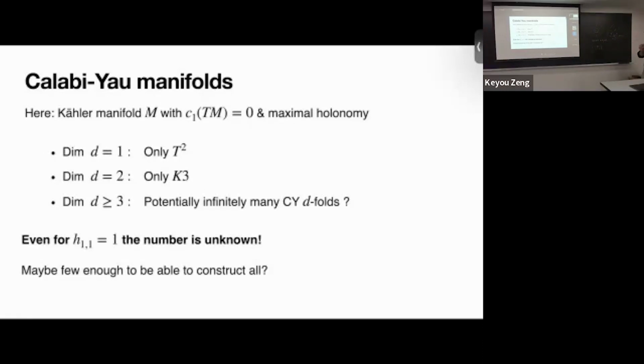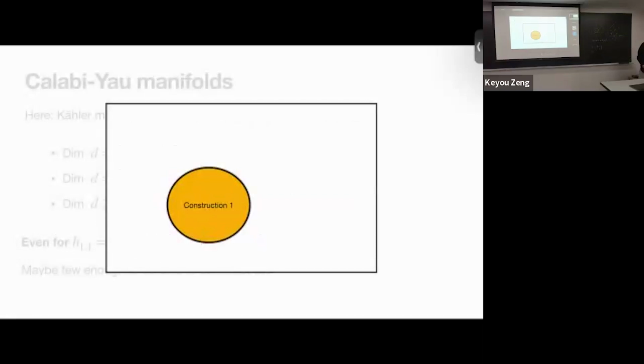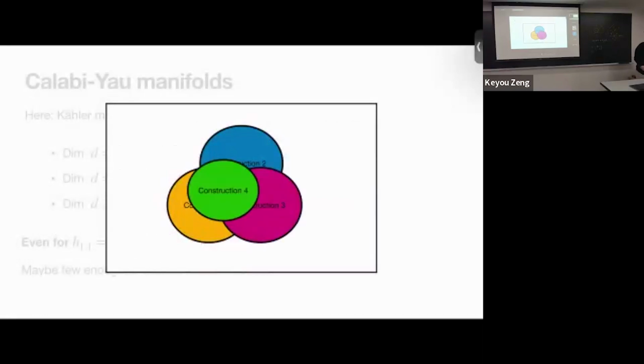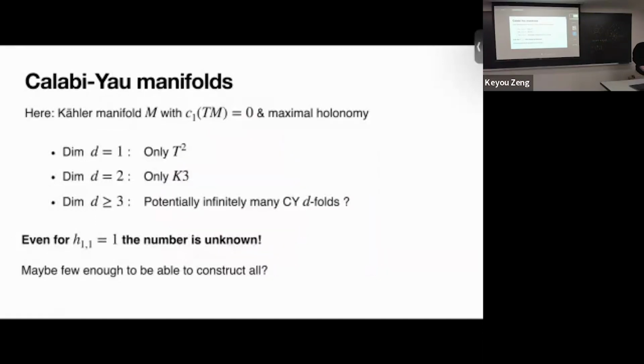But if you restrict to H^{1,1} equal 1, or if you restrict to H^{2,1} equal 1, there's some hope that one could look for a complete classification, possibly through combining existing constructions. So you might have a first construction, and then a second construction, and then a third construction. And if you look in the intersection of this Venn diagram, then maybe you can saturate and come up with a complete classification. So this is roughly the idea that we would have. Maybe it stabilizes.